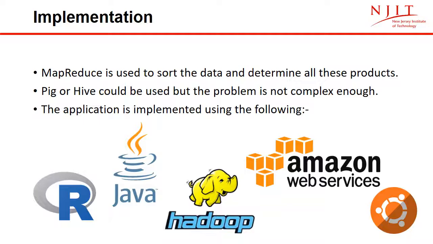Also, like I mentioned earlier, we had to clean the data set, so we did some pre-processing and we fetched the data we needed using RStudio. And obviously, the code is written in Java. And we used Amazon Web Services. We used the Ubuntu AMI to test our project. So that is the technology stack that we have used.